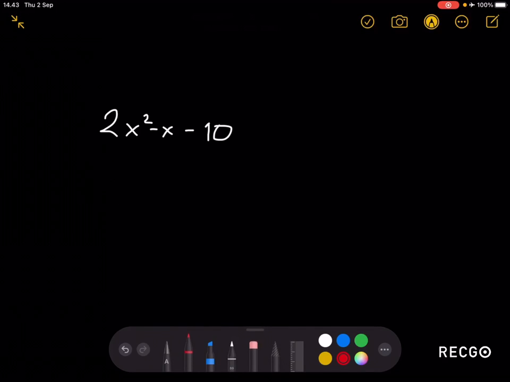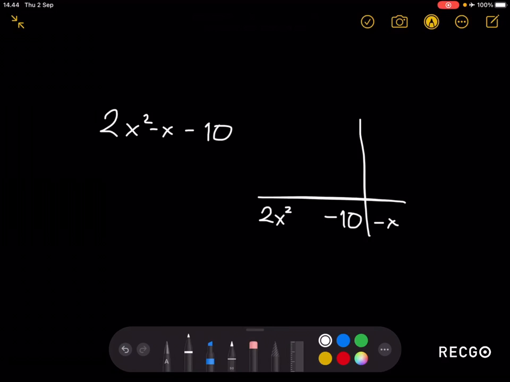The method I'm going to teach you is called the cross method, and there are actually some other names for this method, such as the tic-tac-toe method. So basically, for this cross method, first you need to draw a cross like so, and then in the bottom left corner you're going to write the x squared term, in this case 2x squared, and then in the bottom middle part we write the constant term, which is negative 10 in this case, and then the x term in the bottom right corner, which is negative x.